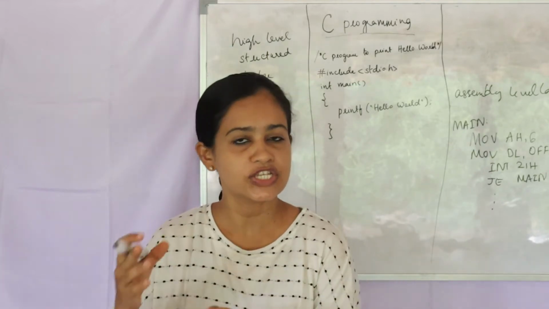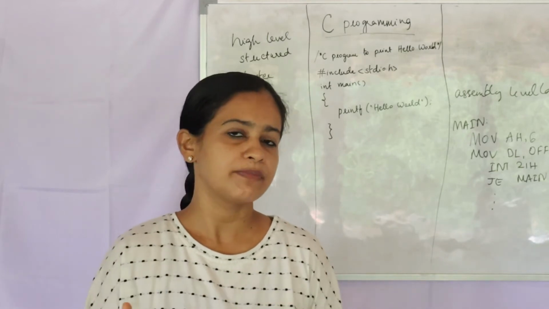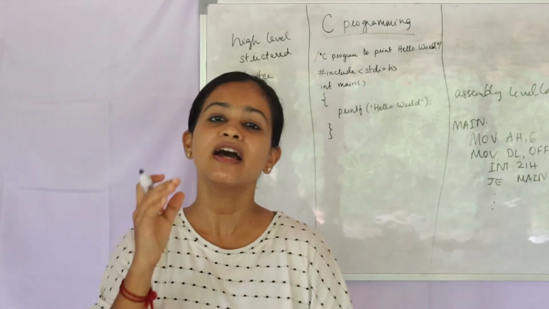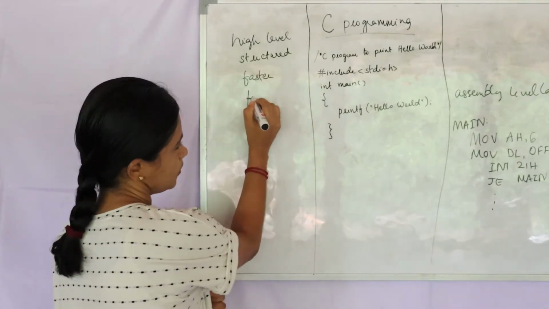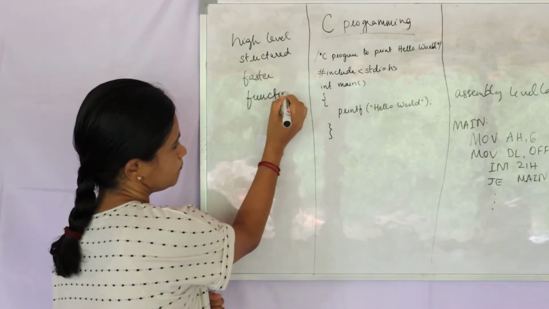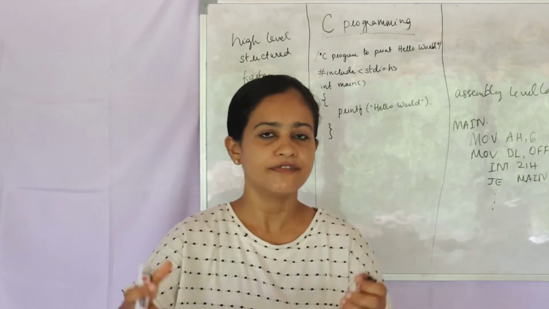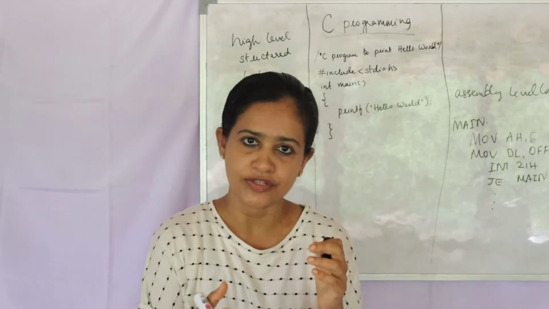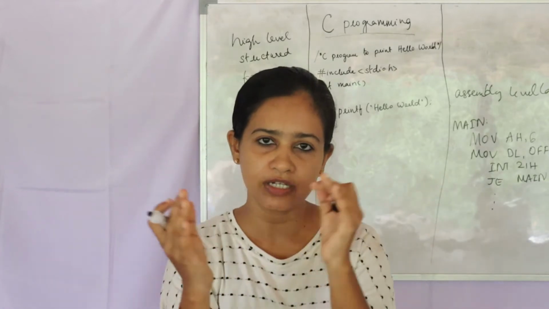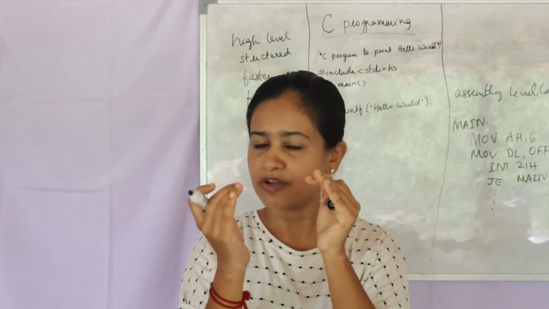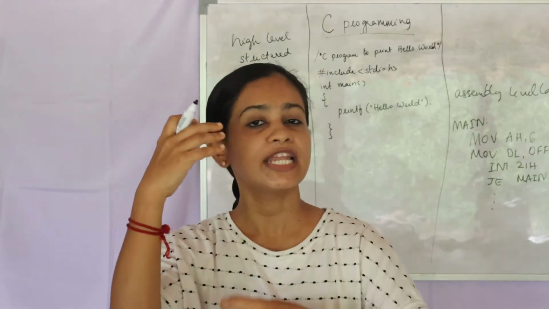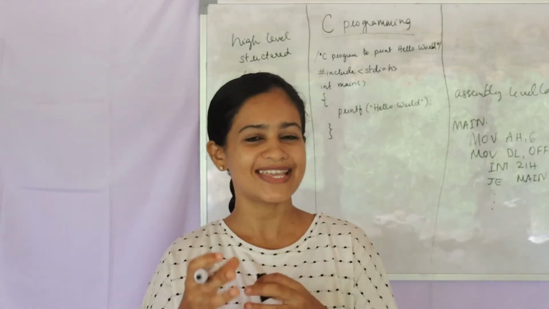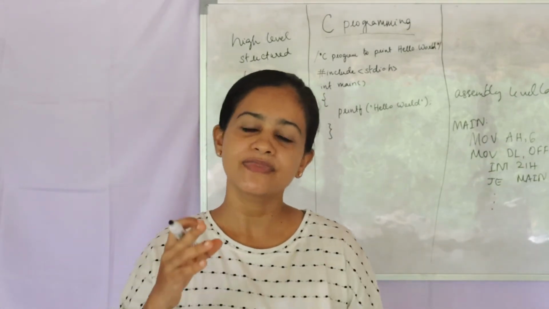Then I told you C is a structured language. What do I mean by that? See, whatever instructions we write in a C program, we write it within a function. A C program can consist of multiple functions. So we group all the logically related instructions into a function. So we are basically organizing the instructions. So a C program is organized, or we can say it is a structured programming language.